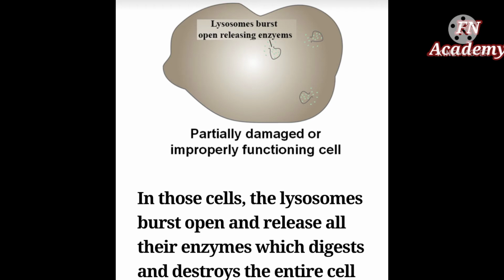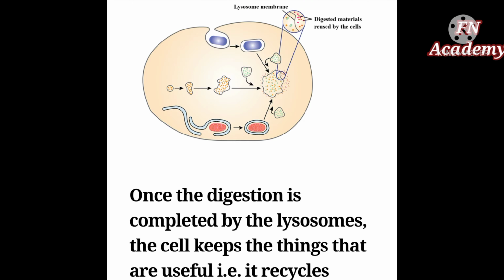Coming to some more functions of these lysosomes. When some part of the cell or the cell itself gets old and does not function properly, these lysosome sacs burst up and eat up their own cells. Because of this bursting action, the enzyme is released into the cell. Now the organelles of this cell come in contact with the enzyme and thus get destroyed, which results in the death of the cell. But we don't have to worry, as our body continues to make new cells. Once the digestion is completed by the lysosomes, the cell keeps the things that are useful, that is, it recycles.